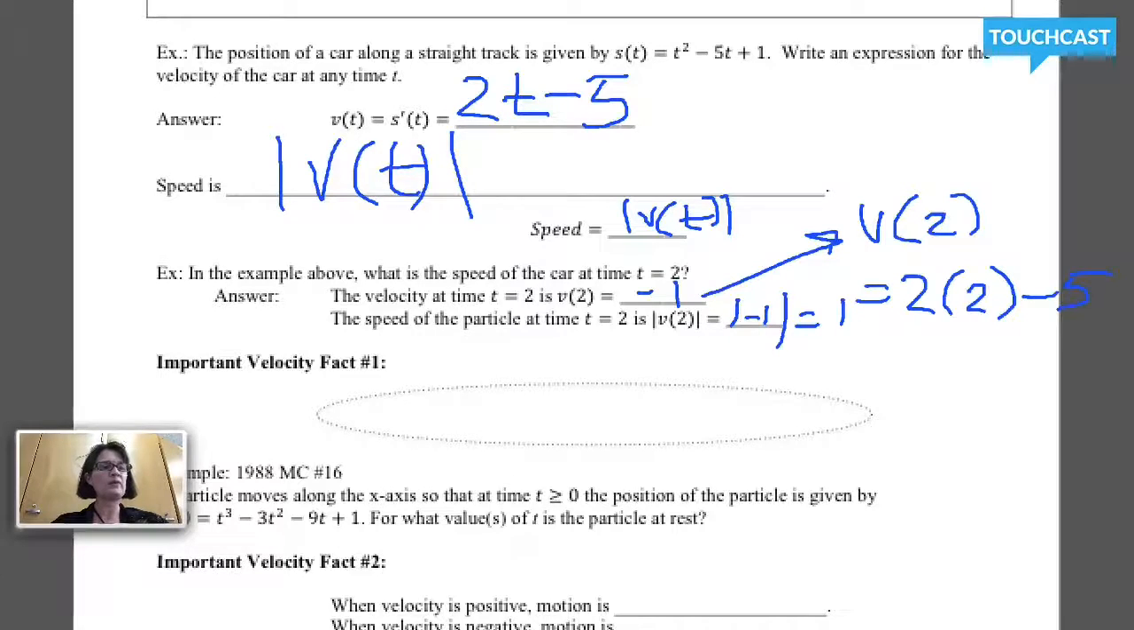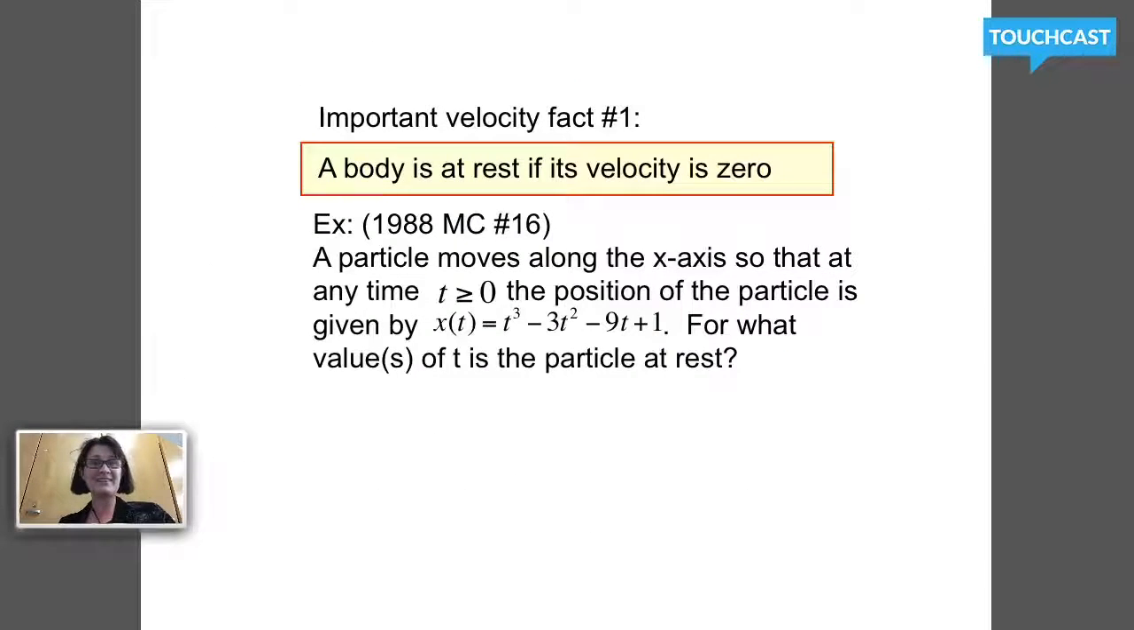Okay, important velocity fact number 1. This is just sort of a definition. We have to understand this language when we see it, because you will see this on the AP test. A body, anything that's moving, a particle, anything that moves, is at rest anytime its velocity is 0. That's the definition of rest. When the velocity is 0, whatever it is that was moving, it's at rest.